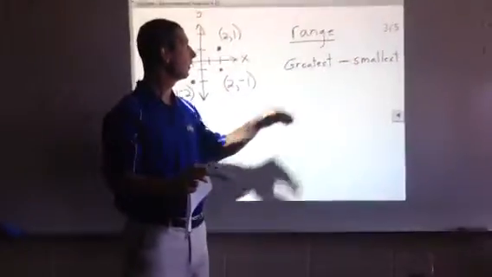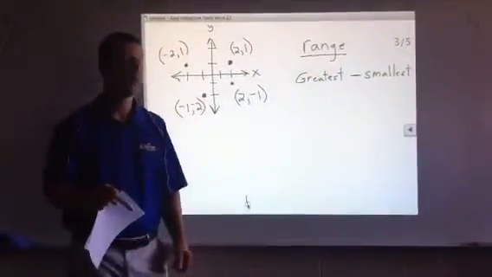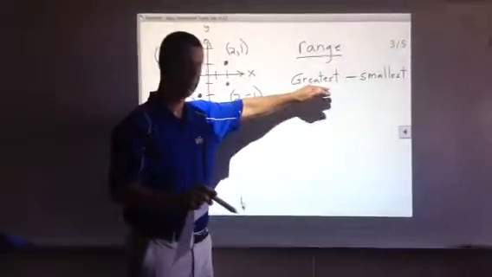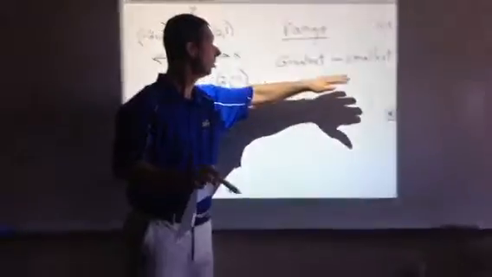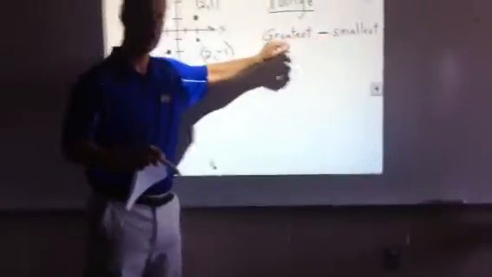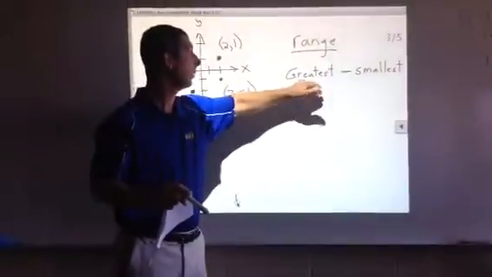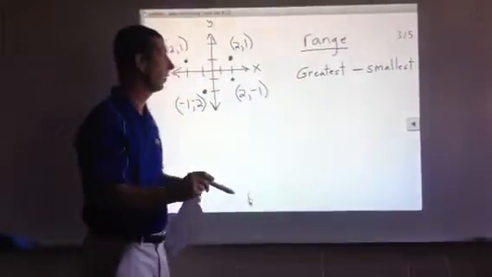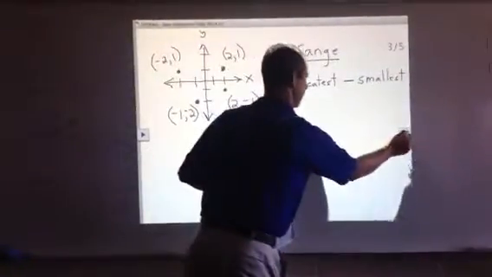You also have to find the range. When you find the range, you subtract the smallest number from the greatest number. So find the greatest number and take the smallest number away from it, and you'll have the range.